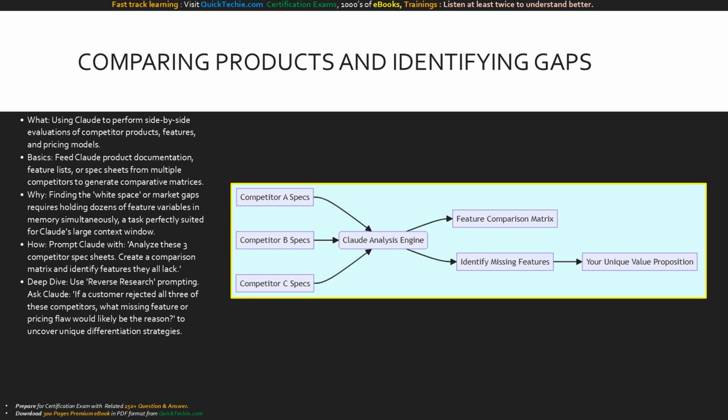On the left, we ingest the spec sheets for competitors A, B, and C directly into the Claude analysis engine. The engine processes these documents concurrently, outputting 2 distinct artifacts. First, a structured feature comparison matrix for tactical review. Second, and more importantly, it identifies missing features across the board. These missing elements flow directly into formulating your unique value proposition. Claude handles the heavy cross-referencing, allowing you to focus purely on strategy.